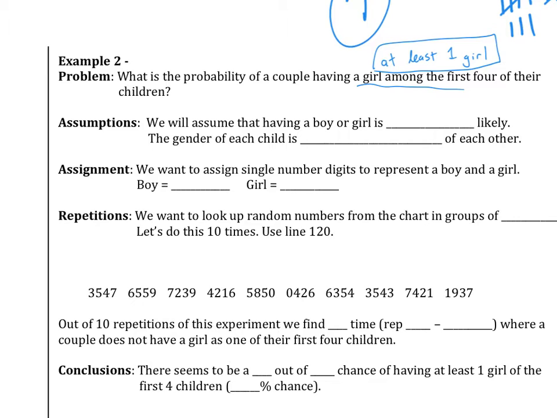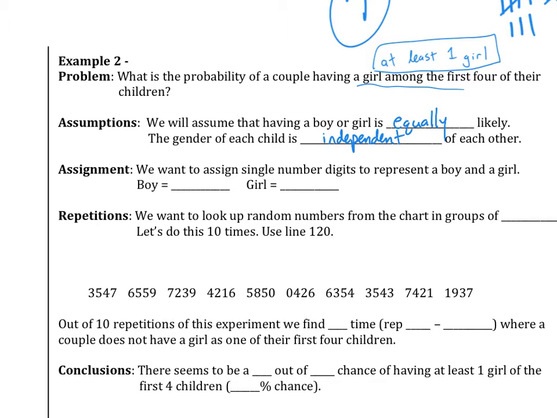So the assumption is we will assume that having a boy or a girl is equally likely, which as far as I know is true. The gender of each child is independent of another. So all that independent means is if the first child's a boy, it's not going to have any effect on the second child. The second child that you have has 0 effect on the first child. You could have a boy and then a girl, or a boy and then a boy. It really has no effect on it.